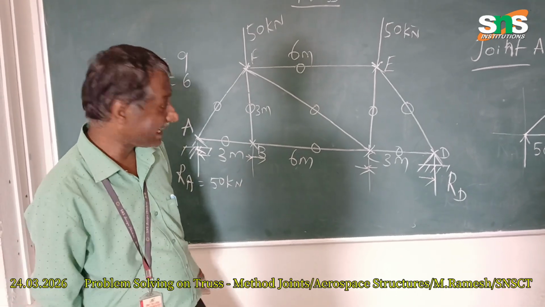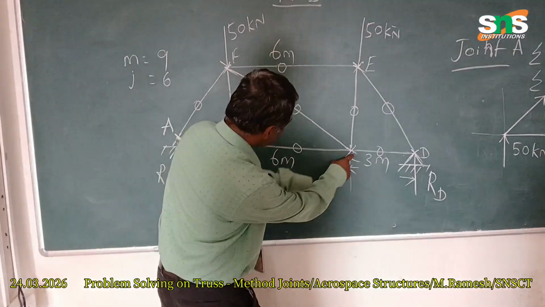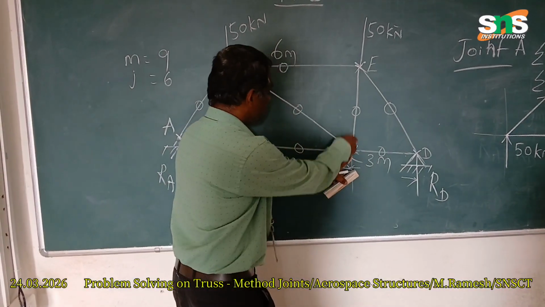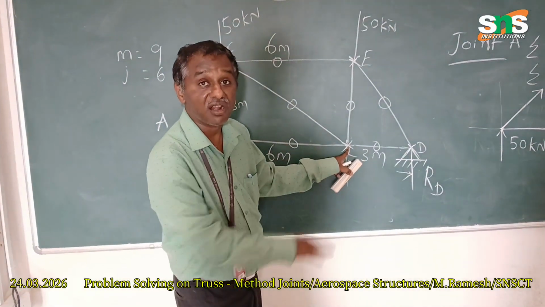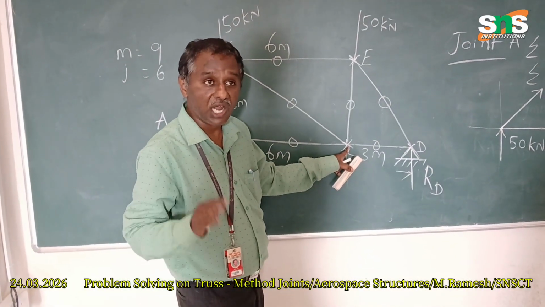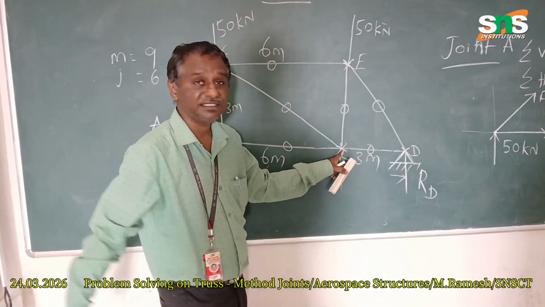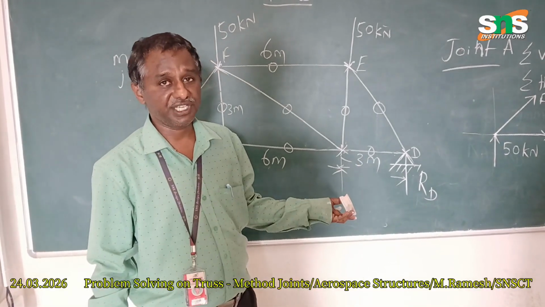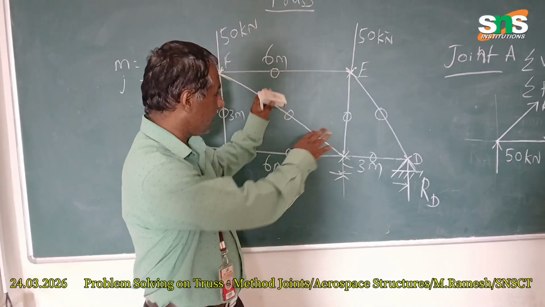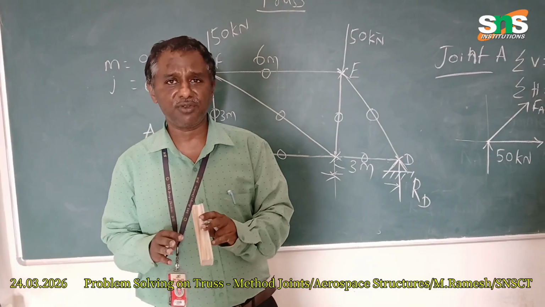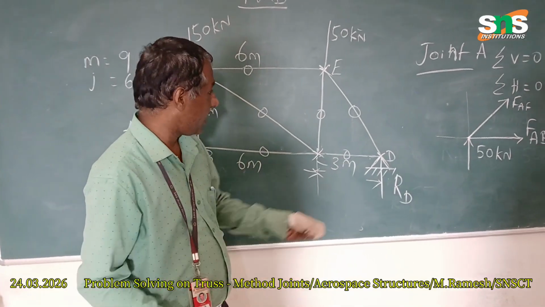If you go directly to joint C, in joint C you have members 1, 2, 3, 4. So directly it is associated with 4 members. All are unknown values. So you cannot find all the forces if you select joint C as the first one. So choosing the joint is very, very important. You have to understand the joint should not have more than 2 unknowns. I can't choose it.